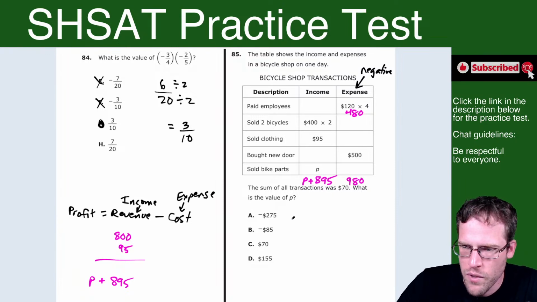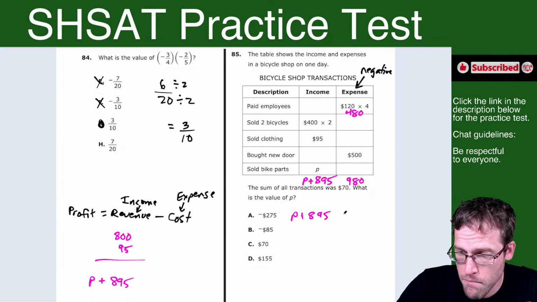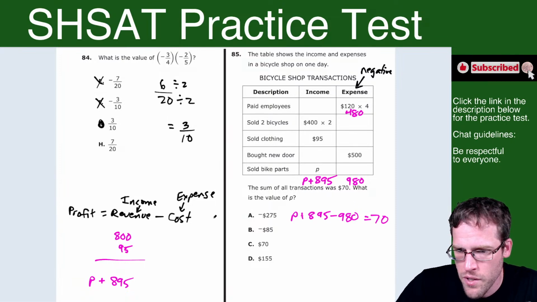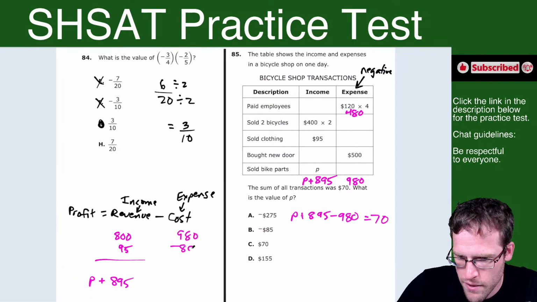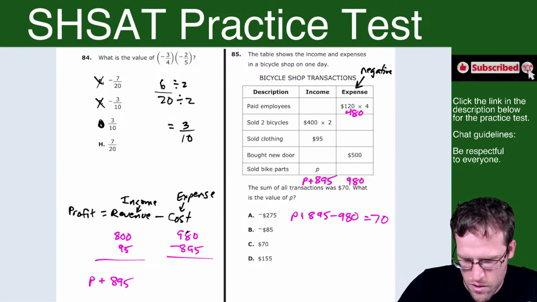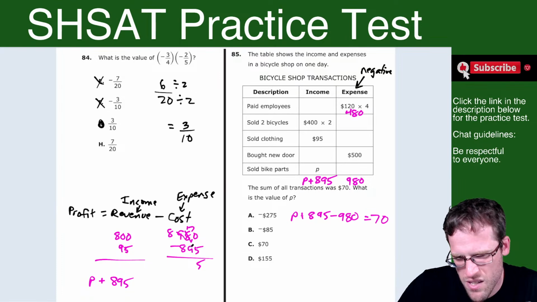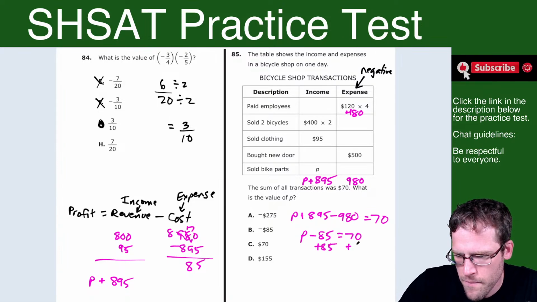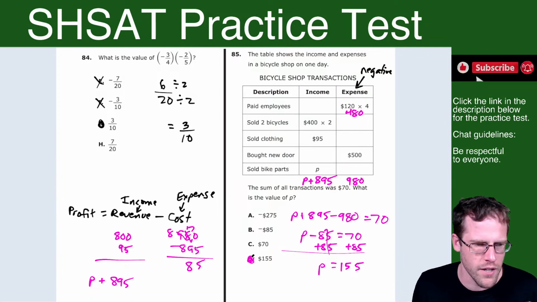So basically, we have P plus 895, but minus 980. The sum of all the transactions was $70. So here I would do 980 minus 895 on the side, but make it negative because 895 minus a bigger number is going to be negative. Make that a 7. 10 minus 5 is 5. Borrow, 17 minus 9 is 8. So 85. So it's P minus 85 equals 70. Then just add 85. All right, that was an annoying question. 155, that's my final answer.